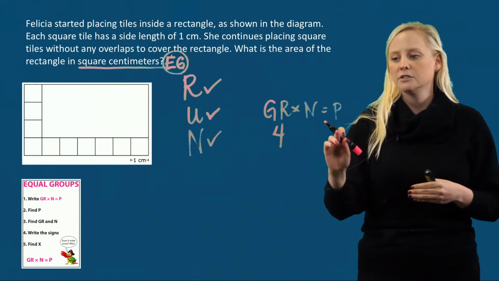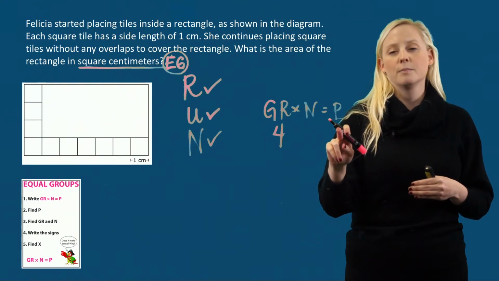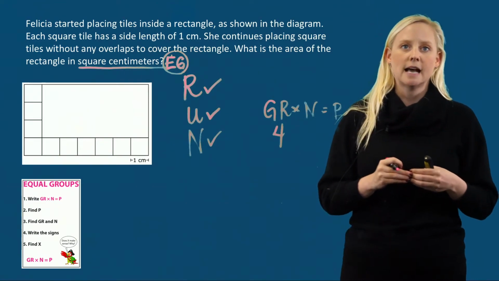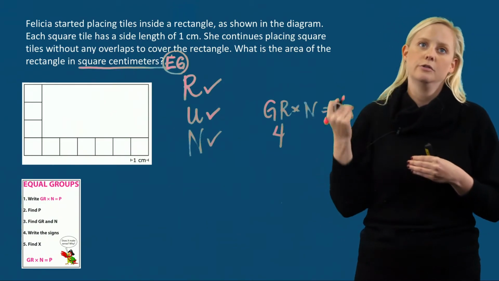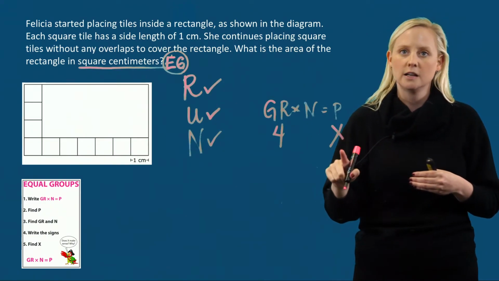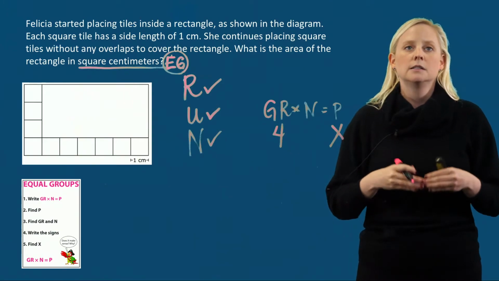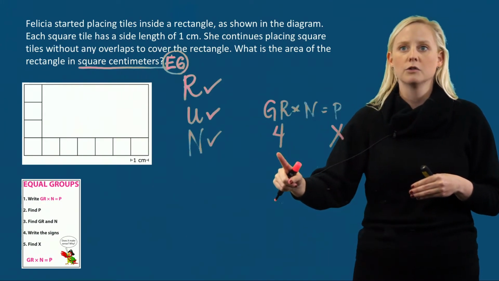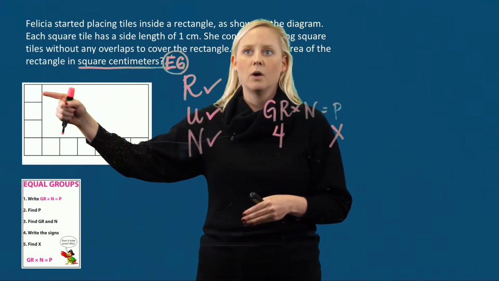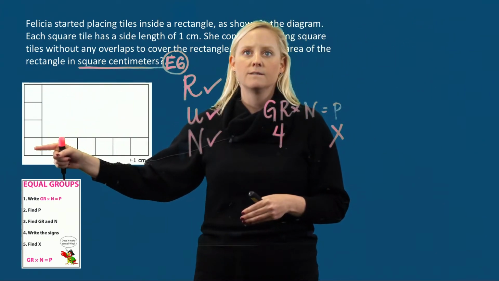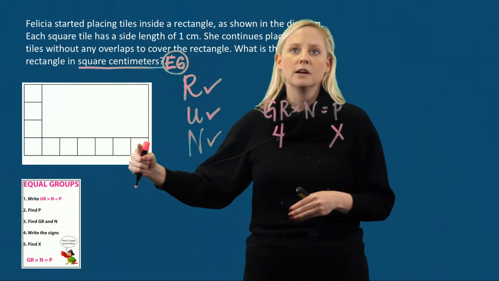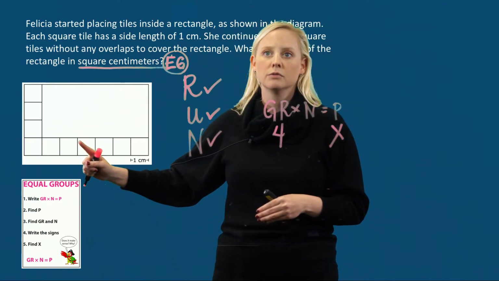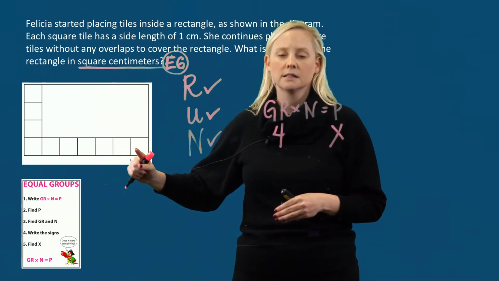The next thing I need to do, let me back up, the product. When it asks us to find the area, that means that it's asking me to find the product. I don't know the product, so I should have put an X right here for step 2. Step 3 was to find the GR and the N. I know that there are 4 groups because I count 1, 2, 3, 4. To figure out how many are in each group, I'm going to count this row right here. 1, 2, 3, 4, 5, 6, 7.